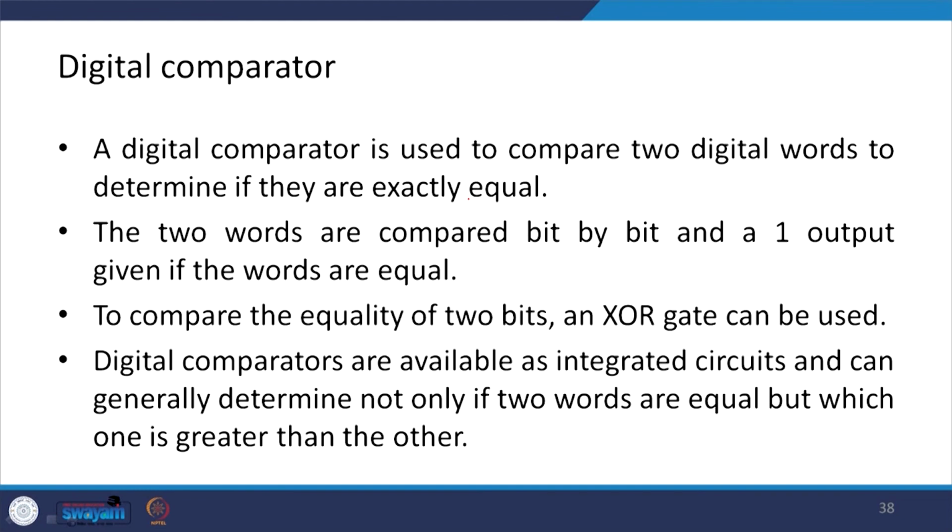Next is the digital comparator. A digital comparator is used to compare two digital words to determine if they are exactly equal, okay. And the two words are compared bit by bit and a one output is given if the words are equal, okay. To compare the equality of two bits, an XOR or exclusive OR gate can be used. Digital comparators are available as ICs and can generally determine not only if the words are equal, but which one is greater than the other, that can also be found out by the digital comparator.